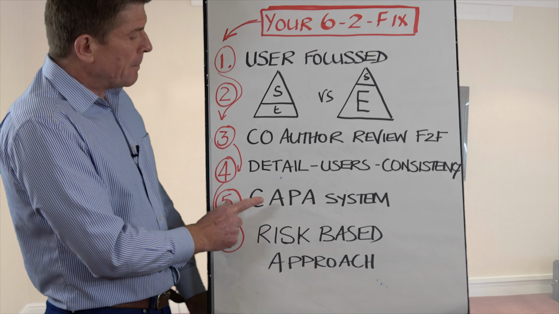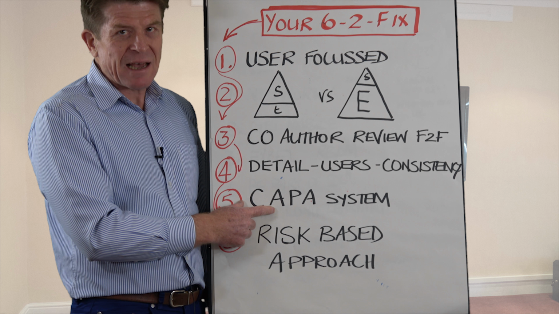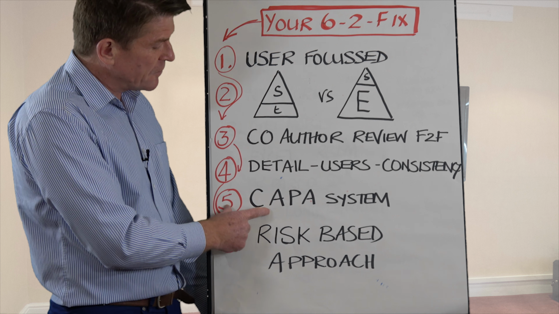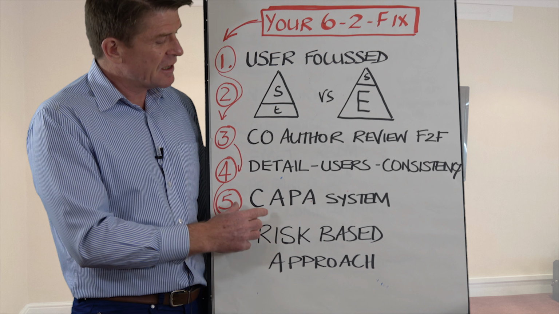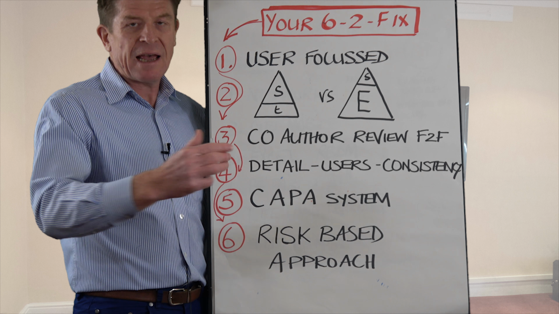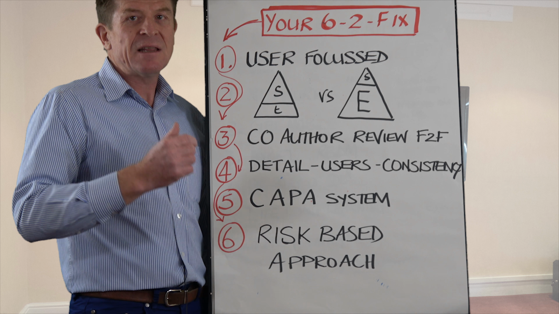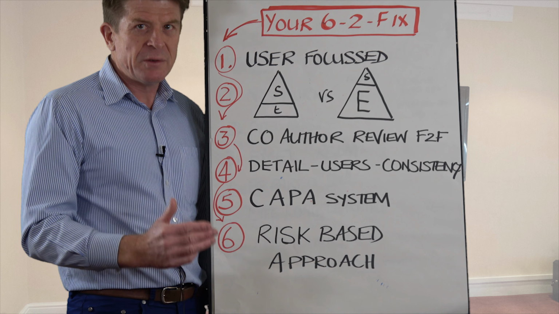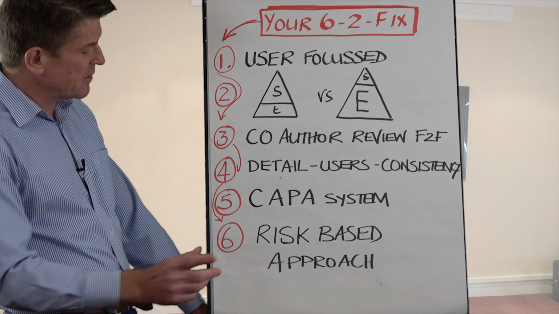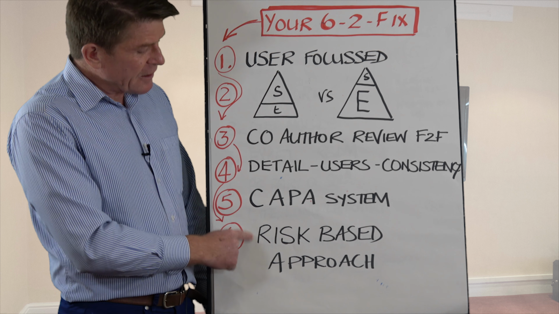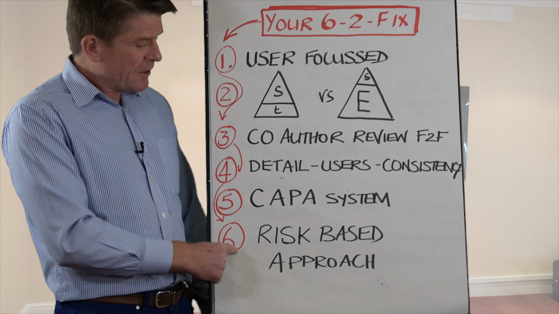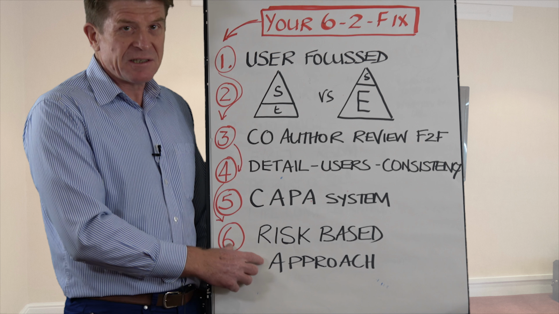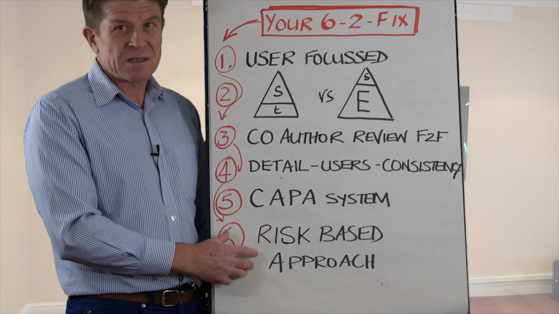Number 5, stop your CAPA system adding unnecessary details. So often in response to a deviation incident, what happens is, well, add more information to the SOP. That's bad practice, so stop doing that in your deviation and CAPA system. And ultimately, finally, and most importantly, use risk assessment to actually determine what goes in and what stays out.